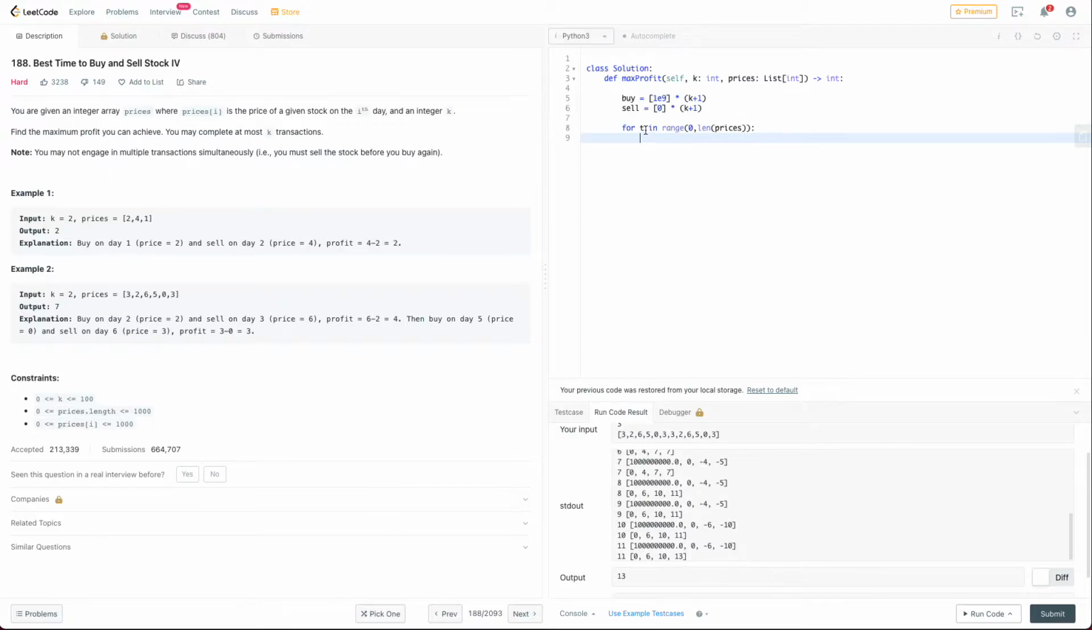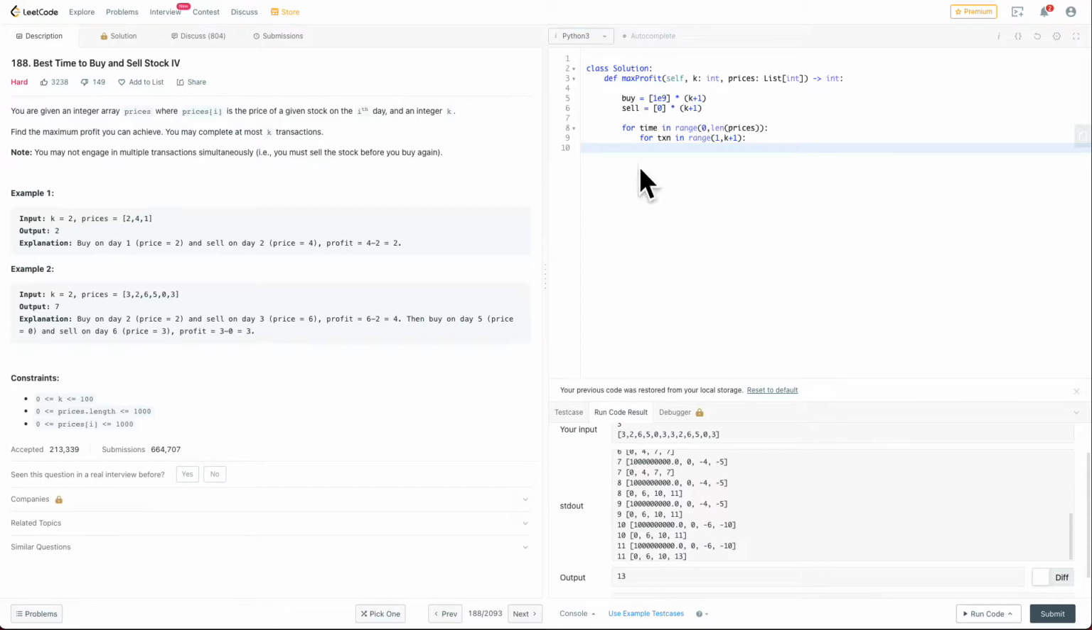So for time, in 0 and length of the prices, and then for you know, 1 and then k plus 1. You start at 1 instead of 0 because your 0 is sort of unneeded.